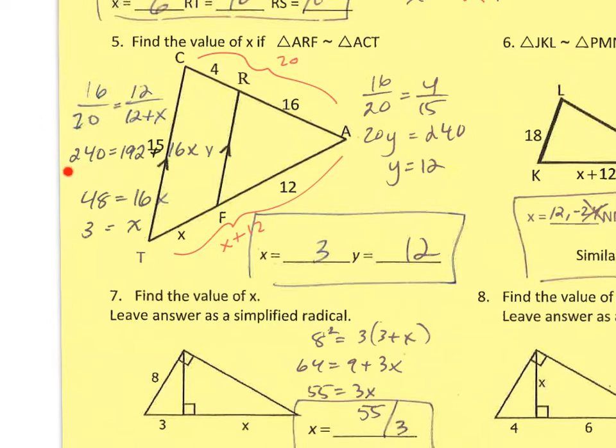That's what I set up here. Solve that equation, that proportion, you cross multiply, divide. Again, don't forget to distribute the 16 to the 12 and the x. That's going to be a problem again.